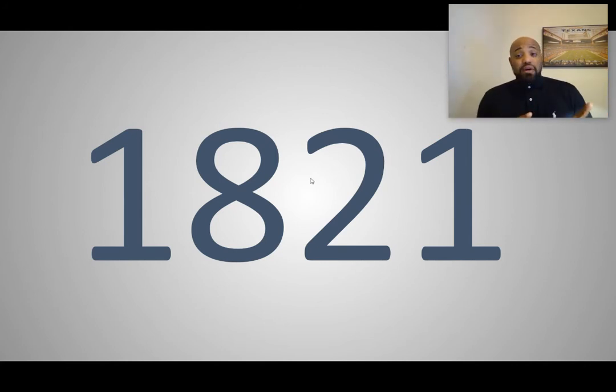And then 21 is like the second age where you allow yourself to be independent, being an adult, right? If you can keep that in your mind, 18 and then 21 are the real adult independent ages in our country. That'll help you remember that 1821 is when Mexico got its independence from its parent, Spain.